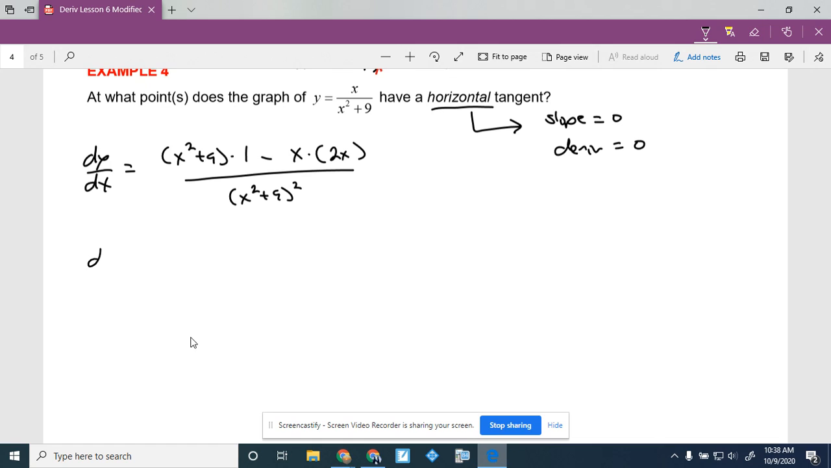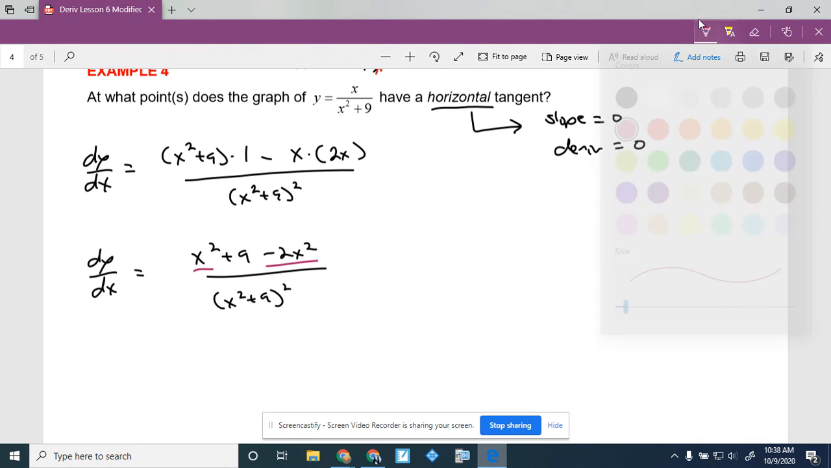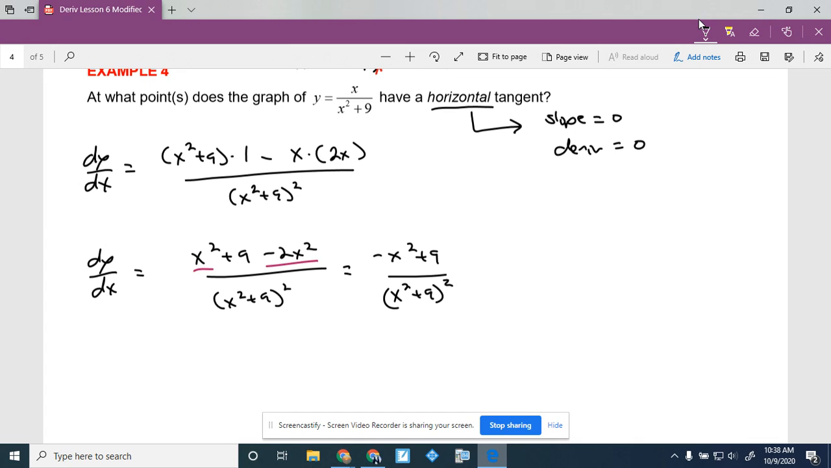All right, so now what can I do? I can spruce this up. Watch what's going to happen here. So up top, I have x squared plus 9 minus 2x squared all over x squared plus 9 quantity squared. Now, the reason why I wanted to do that is because these are like terms, I can combine them. And so when I do that, I'm going to get negative x squared plus 9 over x squared plus 9 quantity squared.